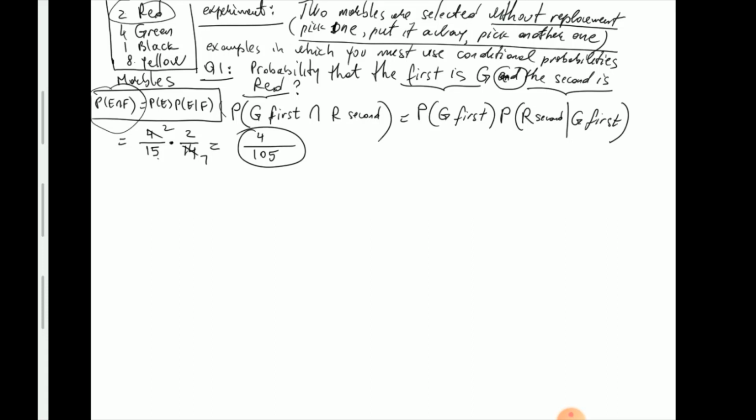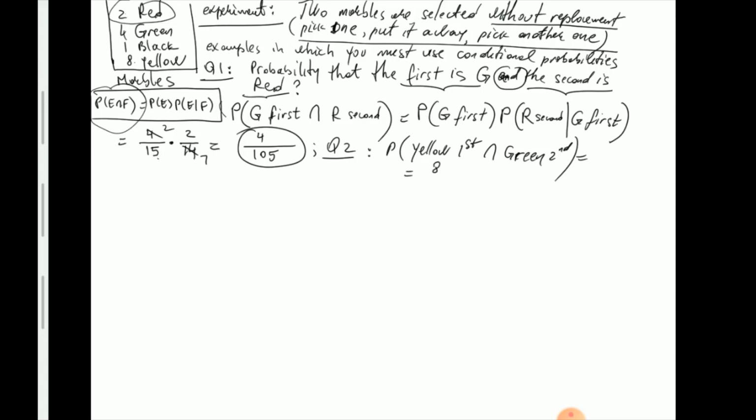Okay, so I hope it's clear. Let's answer another question. In fact, here's an exercise for you. I'm not going to explain it, just pause before I put the answer here. What is the probability that you have yellow first and green second? Pause for a moment.